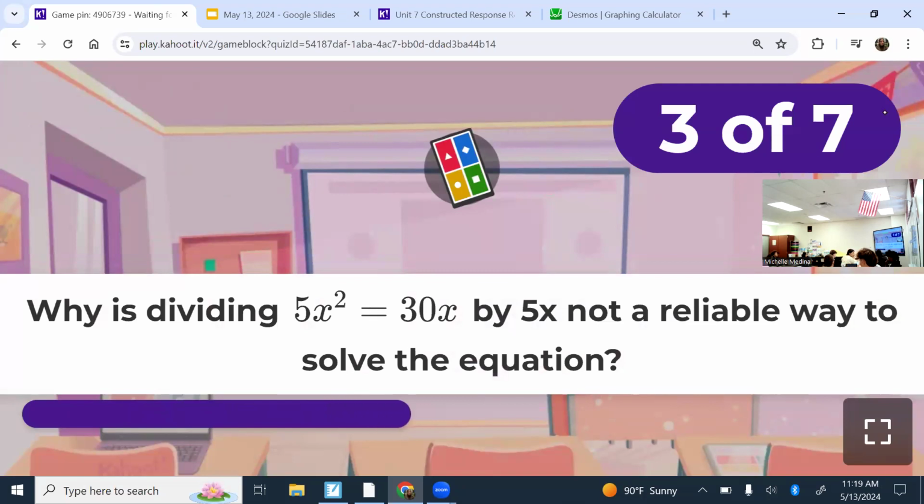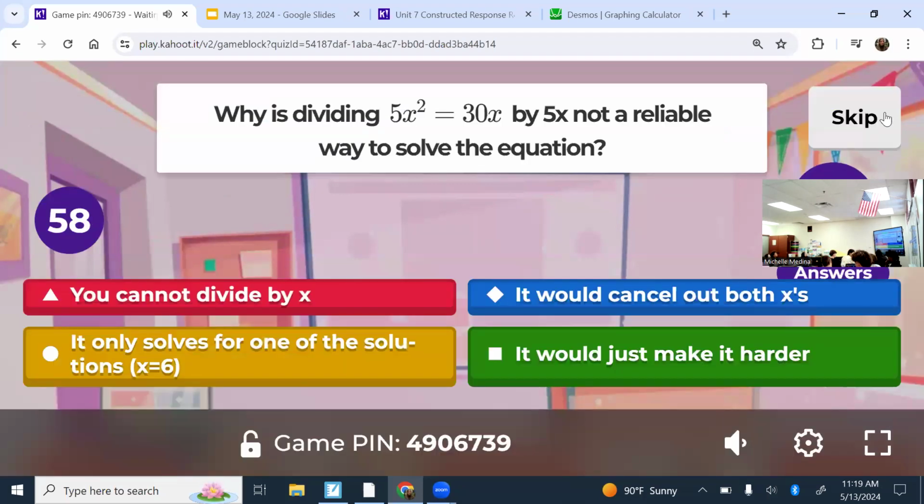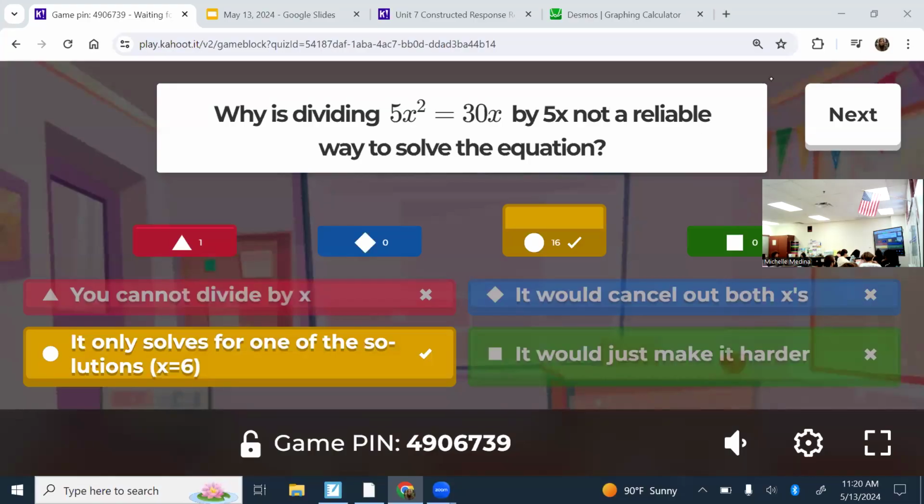Why is dividing 5x squared equal to 30x by 5x not a reliable way to solve the equation? Why is this not reliable? A lot of these other choices I put here are actual things that people said, by the way. Some people said, oh, you actually can. Just listen to the question. It says, why is it not reliable? So we're already saying it's not reliable. No, not just because it would make it harder.